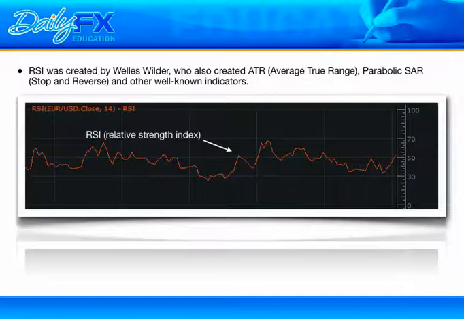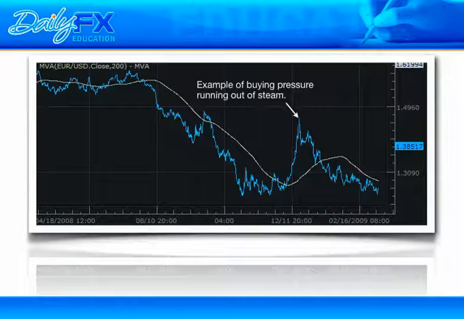The Relative Strength Index, or RSI, is an indicator that falls under the category of oscillators. It's an extremely simple indicator to use. RSI was created by Welles Wilder, who also created ATR, or average true range, parabolic SAR, stop and reverse, and other well-known indicators. Oscillators are used to help determine when a currency pair is overbought or oversold.